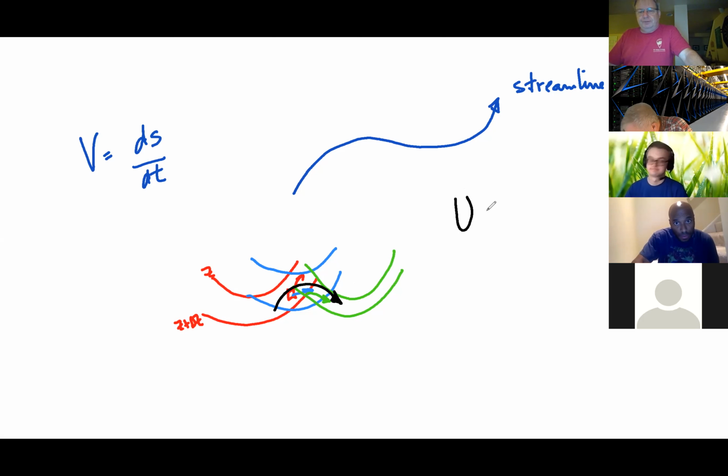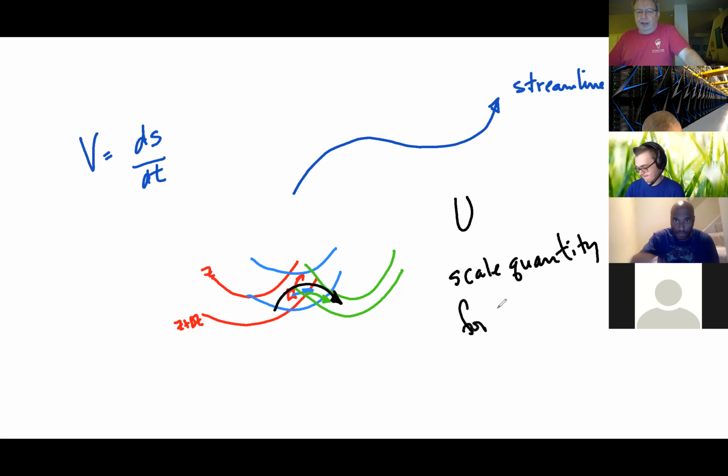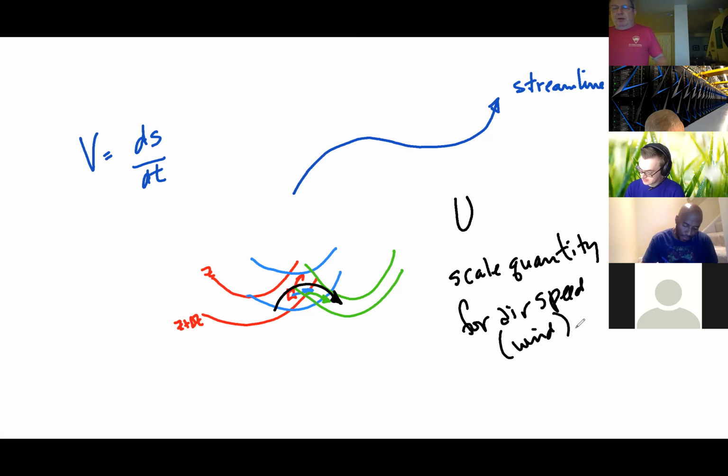Okay, so a couple things right there on that first one is we tend to use capital U as the scalar or the scale quantity for air speed. In other words, that's wind. Remember we talked about scaling is about having orders of magnitude, like powers of 10. So we use U, capital U, to determine that.